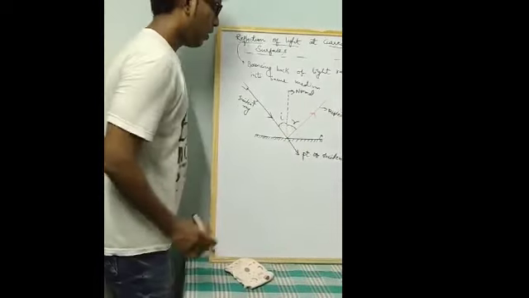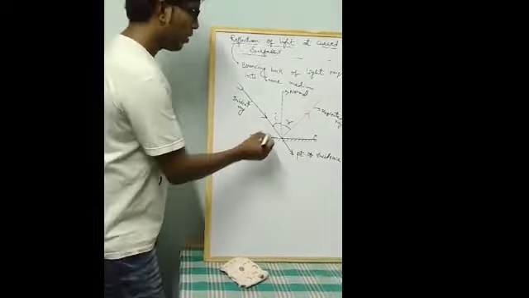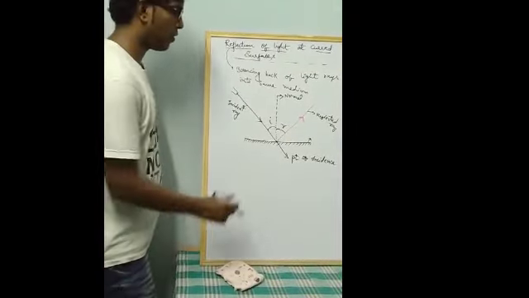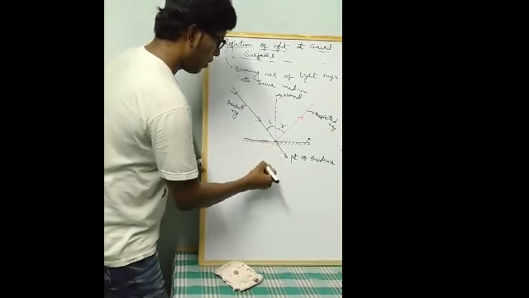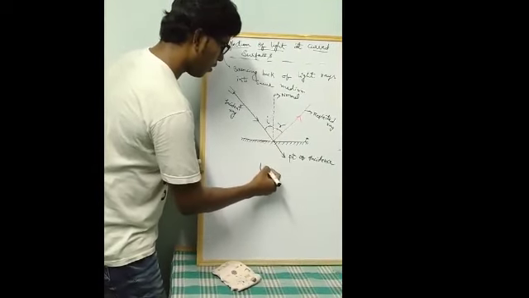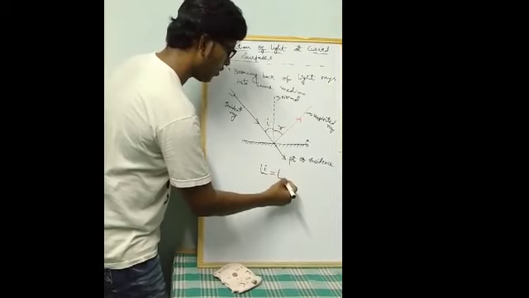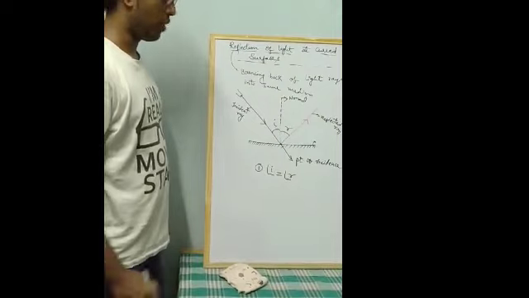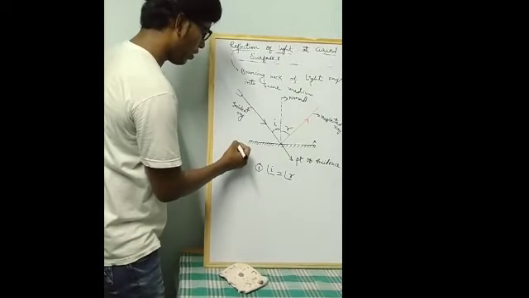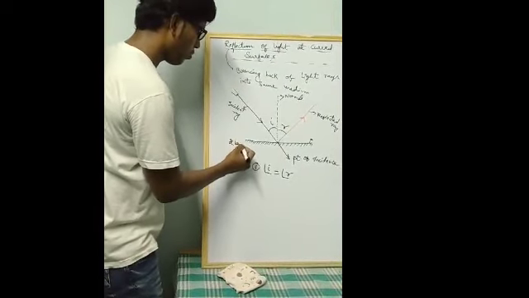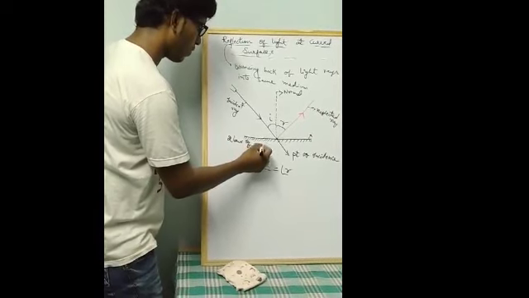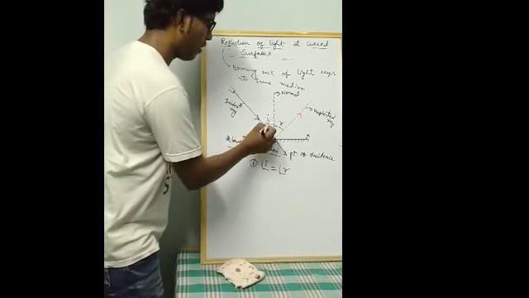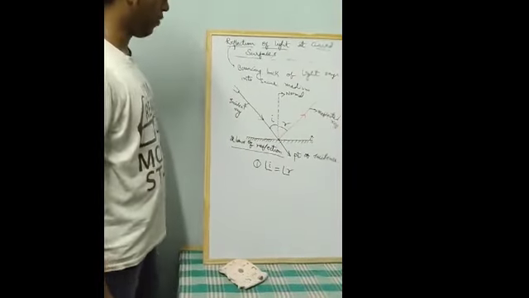Here, if you observe these two angles on the plane mirror and measure them, the angle of incidence is equal to the angle of reflection. This is the first law of reflection. We know that there are two laws of reflection in total. The first law of reflection is: angle of incidence is equal to angle of reflection.